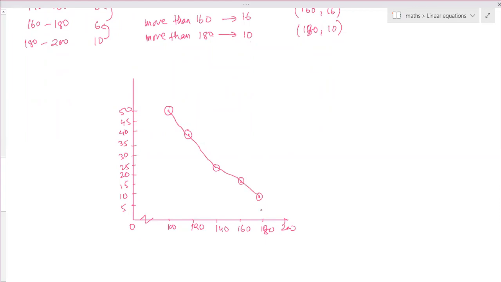Now here 180 you got, but finally you have to touch it to the x-axis. So after 180, the next value is 200. So touch 200 with a straight line. Here it should touch the x-axis. So this is the ogive, more than type. It is always a downward curve.